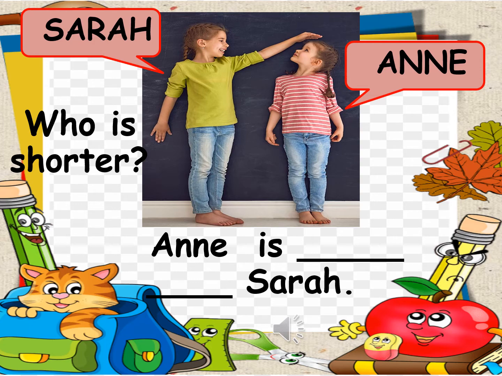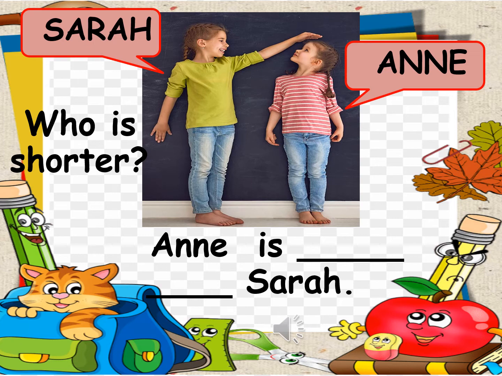Next picture. Two girls. The first is, what's her name? She is Sarah. And the other girl is Anne. She is Anne. Who is shorter? Shorter. Who is shorter?